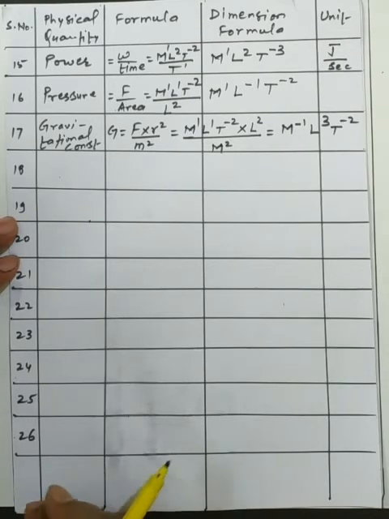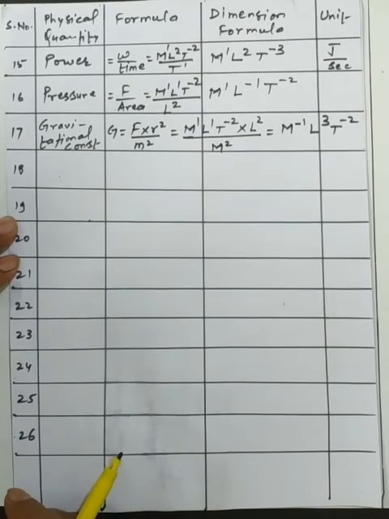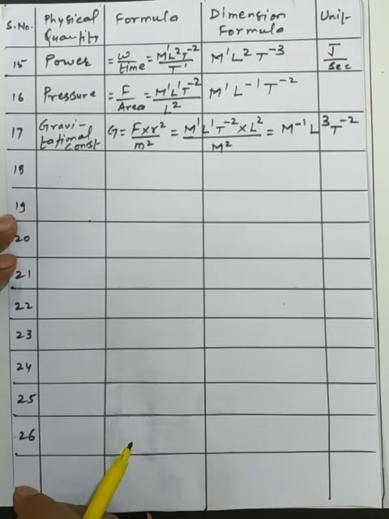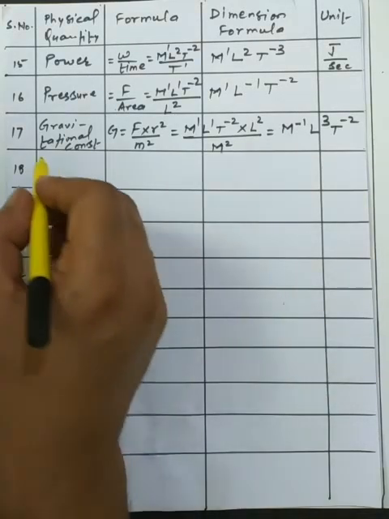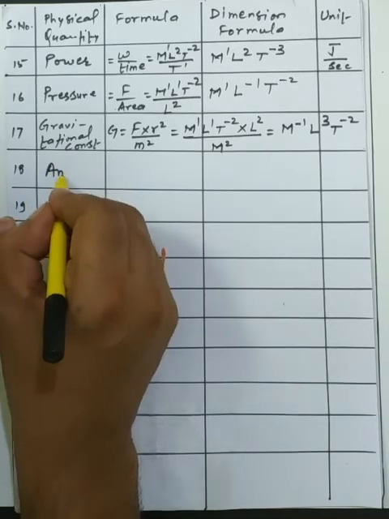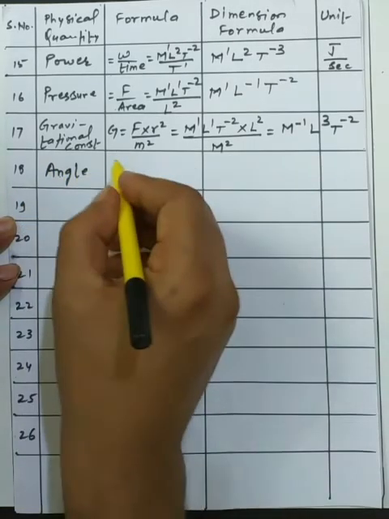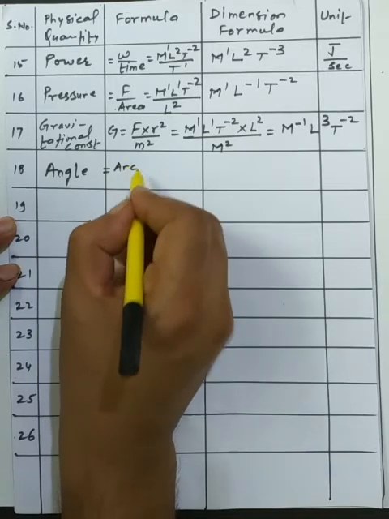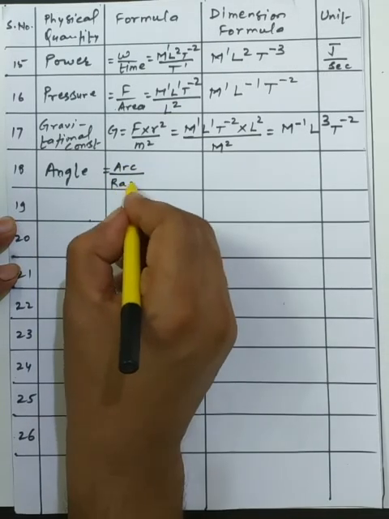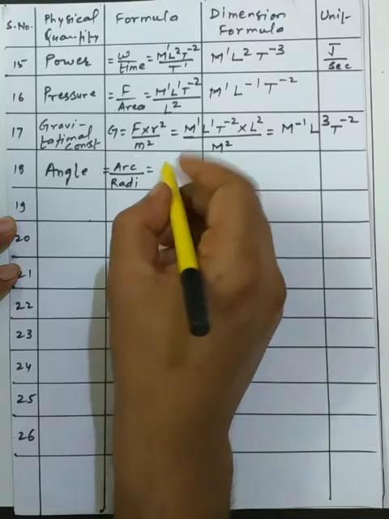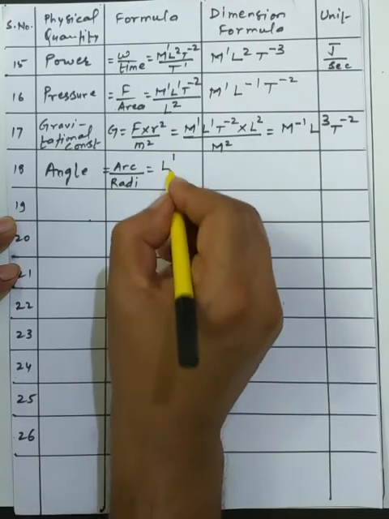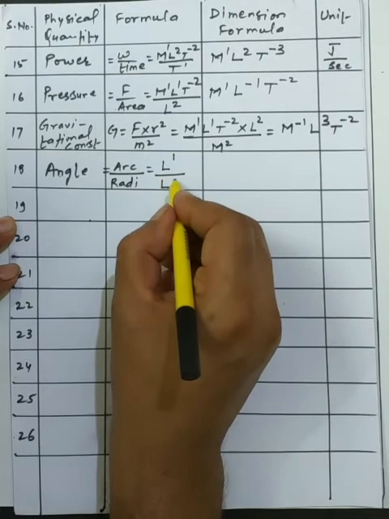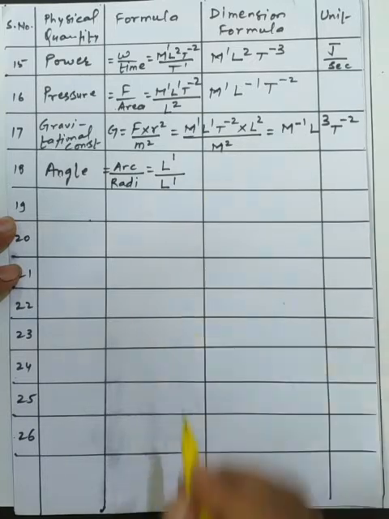Now students, we have some more quantities that have exceptional characteristics. That means these physical quantities can have a unit, but there is no dimension. So I am just writing angle. So what we have as the formula, angle is equal to theta. Theta is equal to arc upon radius. It's a general formula we have, students. And arc is a kind of length, so we are writing L1, and the radius is also a kind of length, that is we are writing L1.